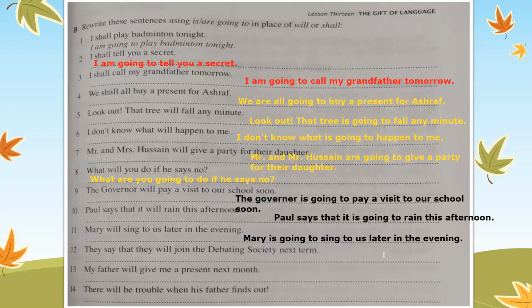So, dear students, you can see Mary will sing to us later in the evening. What we did was remove will and put is going. Mary is singular, so we put is. Mary is going to sing to us later. But if we have many people, we say people are going to sing, if it is plural, but for the singular we use is. The same is happening over here. You can see what will and shall are removed, and we put: we shall all buy a present for Ashraf. We are all going to buy a present for Ashraf.